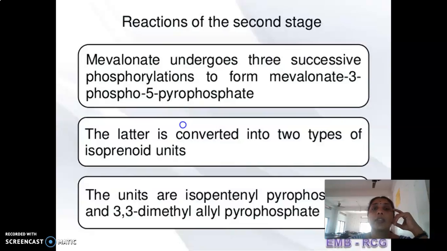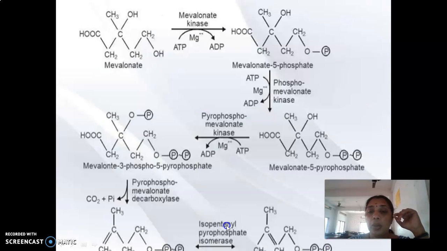So in the reactions of the second stage, mevalonate undergoes three successive phosphorylations to give rise to mevalonate 3-phosphopyrophosphate, which is converted into two types of isoprenoid units, that is isopentenyl pyrophosphate and 3,3-dimethyl allyl pyrophosphate. See, this is our mevalonic acid, right? That is CH2OH, CH2COH, CH3, CH2, COOH. Okay, so before converting the mevalonate to IPP, the product is isopentenyl pyrophosphate.